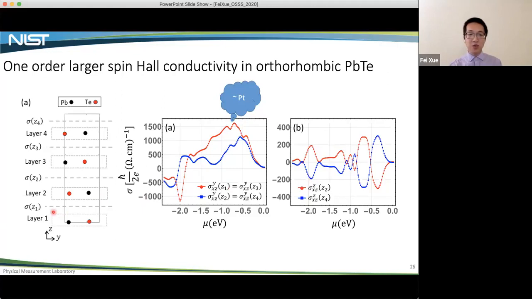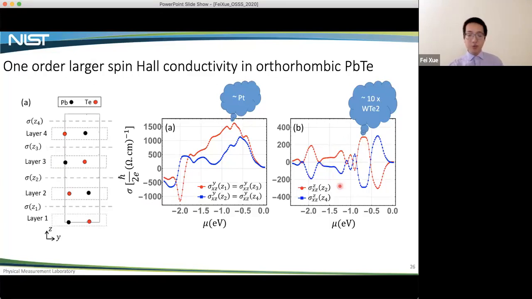because of symmetry, there's actually no spin Hall conductivity in the layer between layers 1 and 2, or between layers 3 and 4. But there are staggered ones between layer 2 and layer 3, and for layer 1, here in the Z4 and Z2. So they are staggered, and more importantly, they are quite large. They are in the range of more than 200 or even 300 h-bar over 2e per ohm per centimeter. This is already in the range of effective spin Hall conductivity regime.